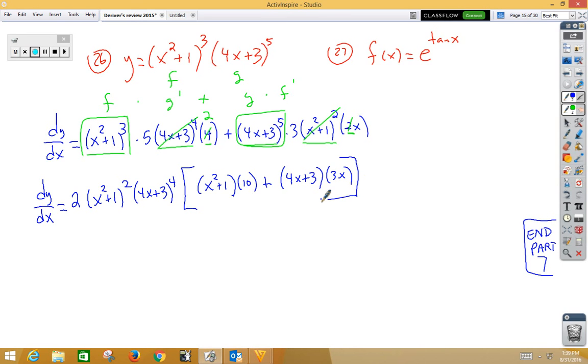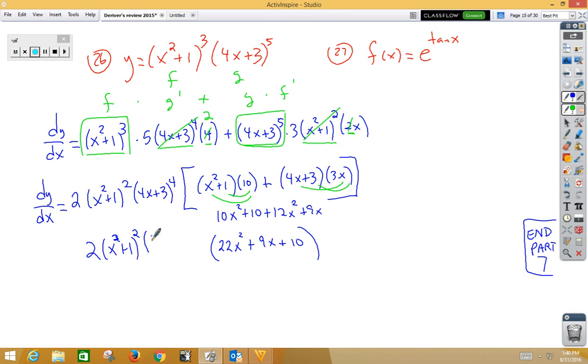It's possible that AP would continue to reduce. Let's look at the inside and see if that makes it any better. If I distribute my 10, I get 10x squared plus 10. If I distribute my 3x, I get plus 12x squared plus 9x. So they could write the inside as 22x squared plus 9x plus 10, and then we could go ahead and put our 2 times x squared plus 1 squared, 4x plus 3 to the 4th is equal to dy/dx.